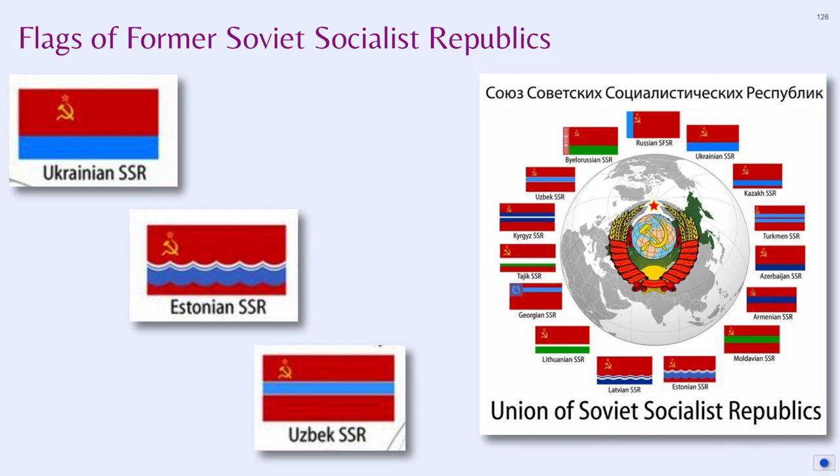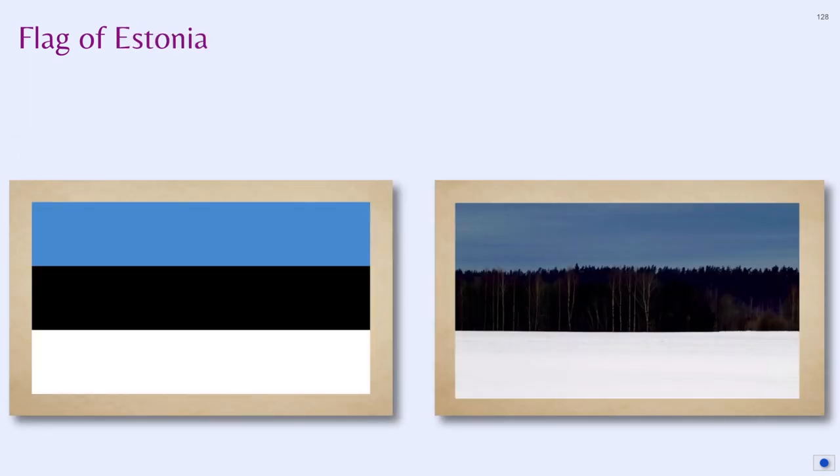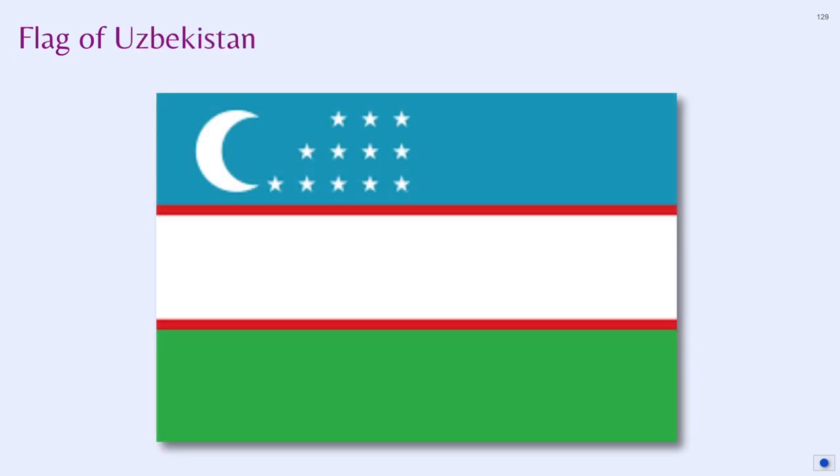After the breakup of the USSR, some former Soviet socialist republics came up with some great flags which symbolised their land. The flag of Ukraine represents the fields of wheat and blue sky of the country. And the flag of Estonia also looks like the land itself. The flag of Uzbekistan hides the Arabic word Allah in its flag.